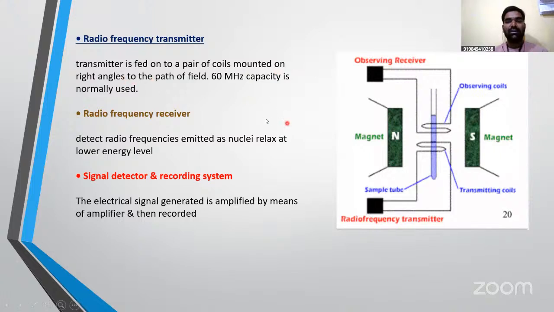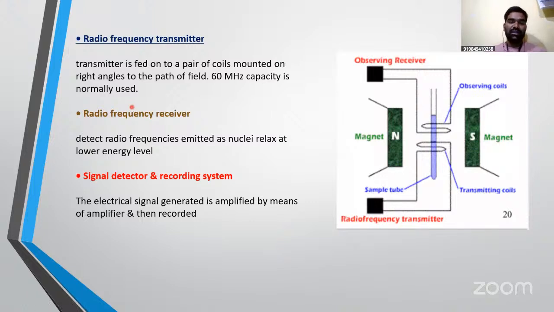These are mounted at right angles to the path of field. You can see, they are mounted at right angles to the path of field. 60 megahertz capacity is normally used. So mostly they use 60 megahertz capacity.